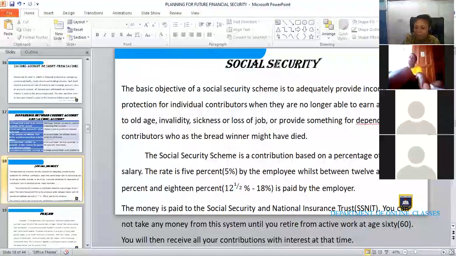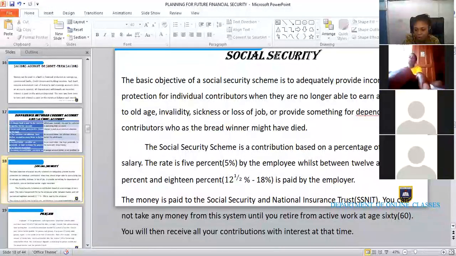Now, the question is, what about self-employed people? If you are self-employed and you still want to make this plan, you can just walk to any of their offices, have a discussion with them, and they'll give you the plan. Then on a monthly basis, you go and pay, so that you also know you are saving something towards your future.